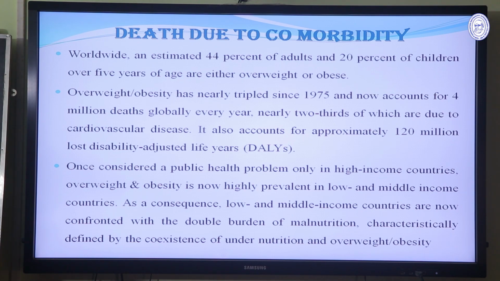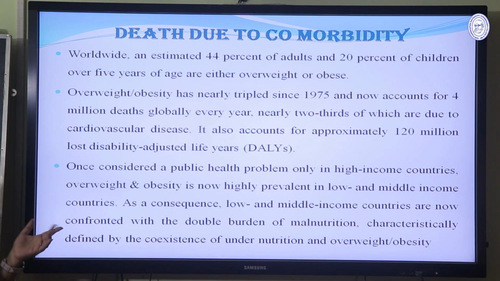Obesity is very common and a number of comorbidities are associated with it. Some of them may lead to death and low life expectancy. It has been observed that obesity and comorbidity-associated death is quite high nowadays.